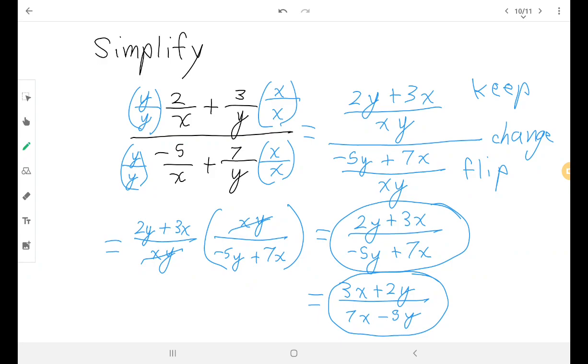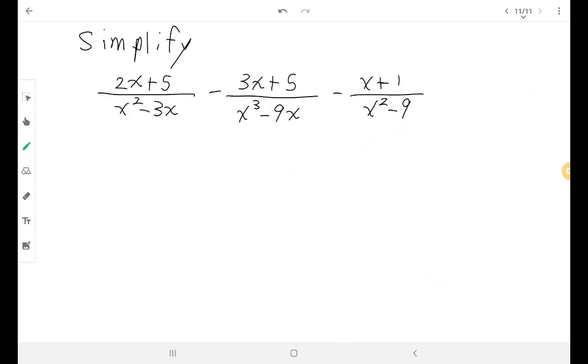Okay, there being no questions, we will go on to the last problem. All right, so in the last problem, we've got a lot of factoring to do. We've also got a lot of minuses that we might want to change into plus negatives, like plus the negative of that whole thing. Okay, so let's do some factoring.